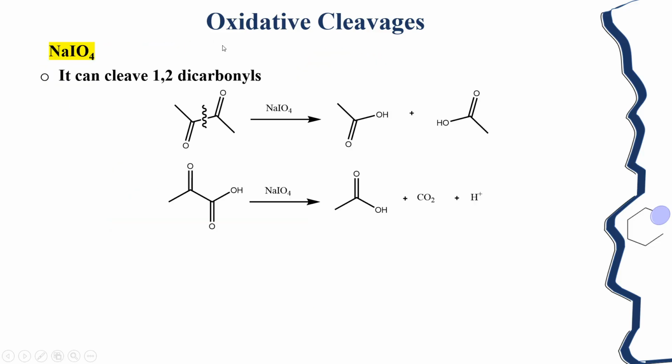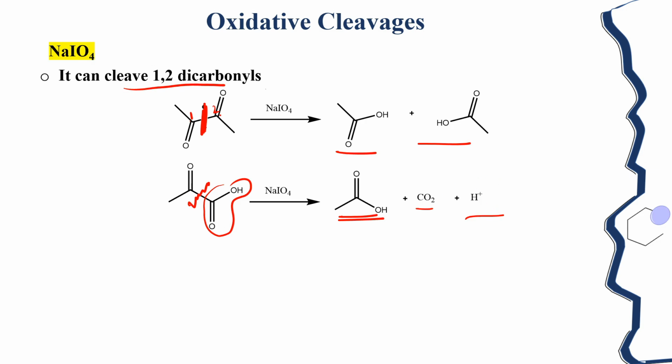Now let us talk about another example, that NaIO4 can cleave 1,2 dicarbonyls. That means if you have this type of compound, there is a 1,2 dicarbonyl present here, then it will break this bond also and will form two different carboxylic acid groups. Similarly, if you have this type of combination, then NaIO4 breaks this particular part, so we get a corresponding acid part here, and this will form carbon dioxide and H plus is formed.